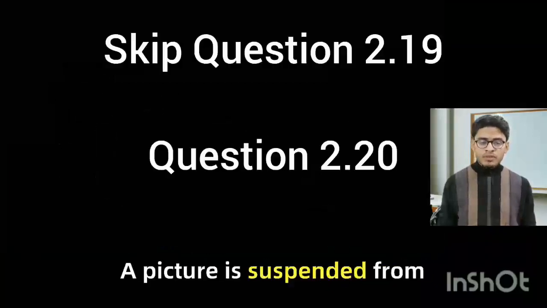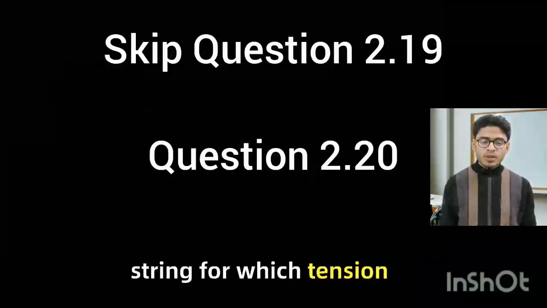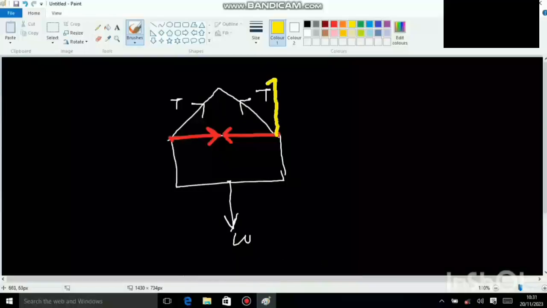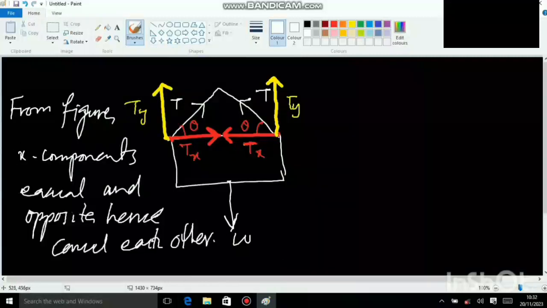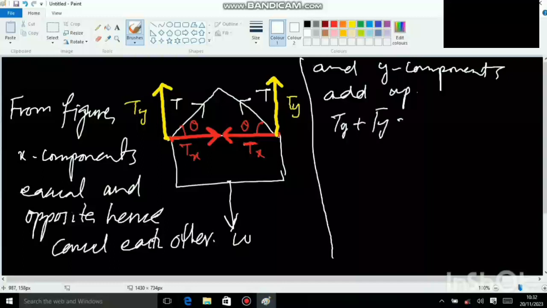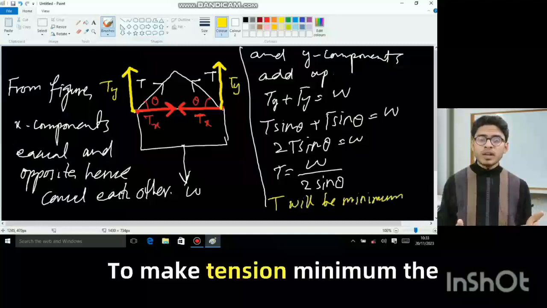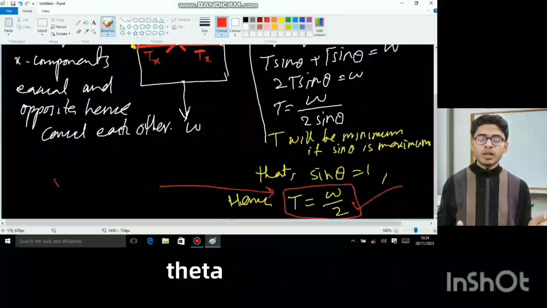A picture is suspended from a wall by two strings. Show by diagram the configuration of the strings for which the tension in the string is minimum. The configuration of the picture can be given as. To make the tension minimum, the factor sin theta should be maximum, which is equal to 1 and possible only when theta equals 90 degrees.